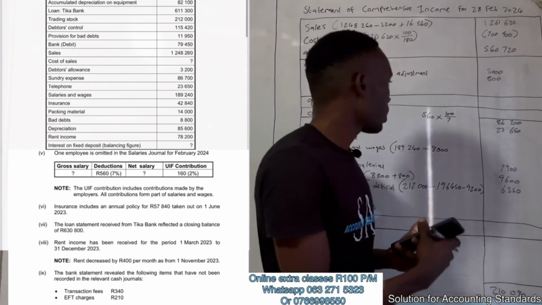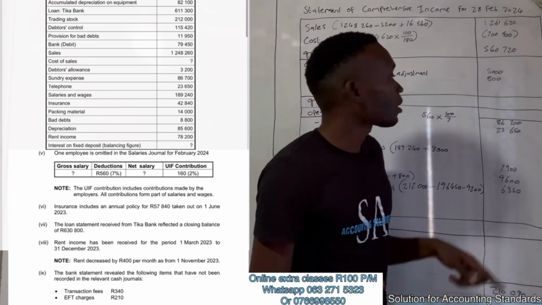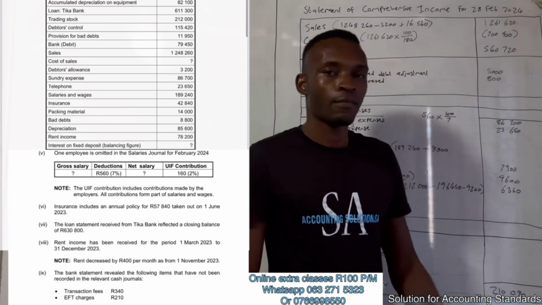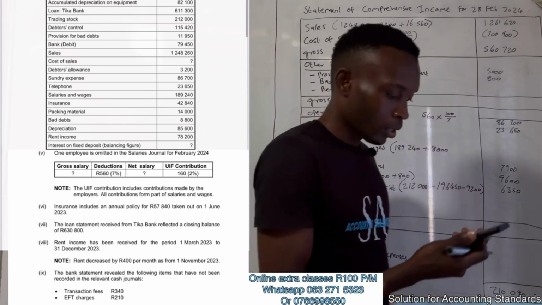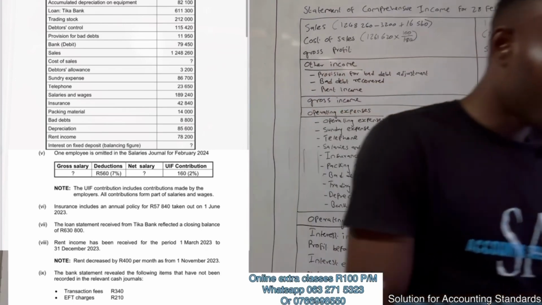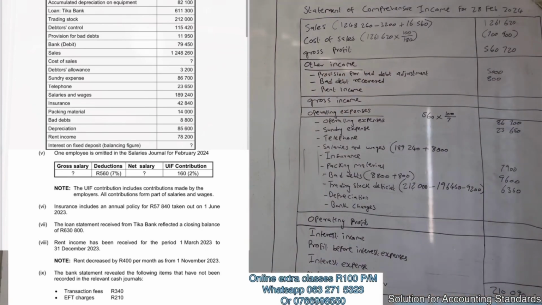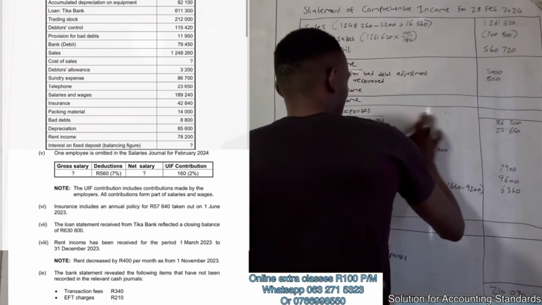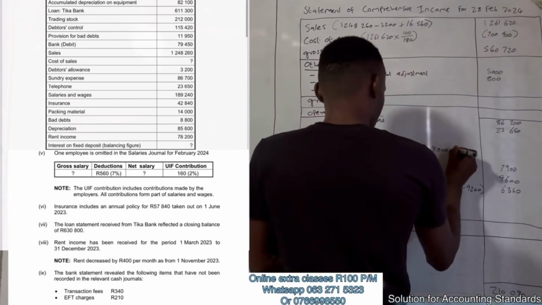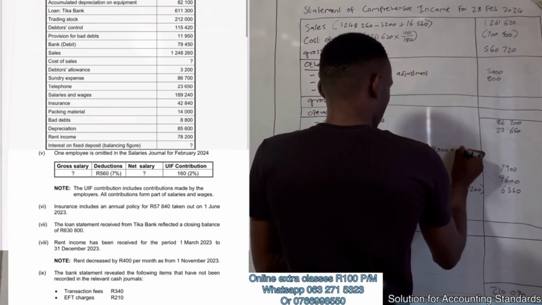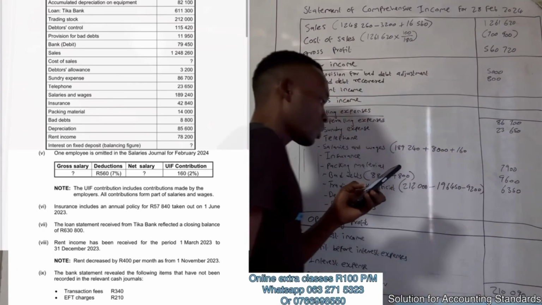That's the amount of gross. If you say 8,000 multiplied by 7%, it will give you 560. Very simple. Then again, remember, we also have to add contribution. Contribution was given, so there was no need for us to do any calculation. Which means that we are just going to say plus 160. You don't do 2% of 160.